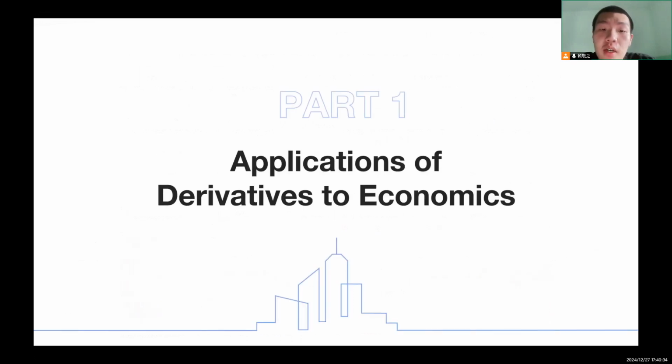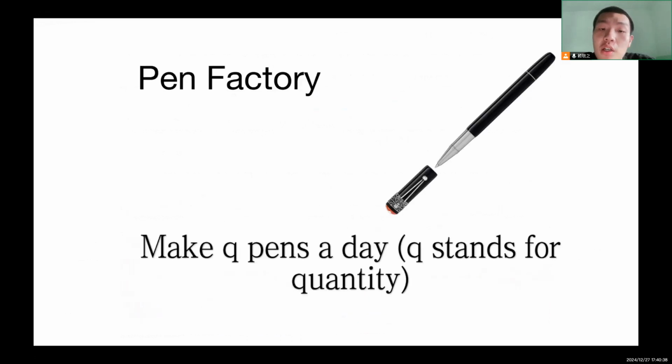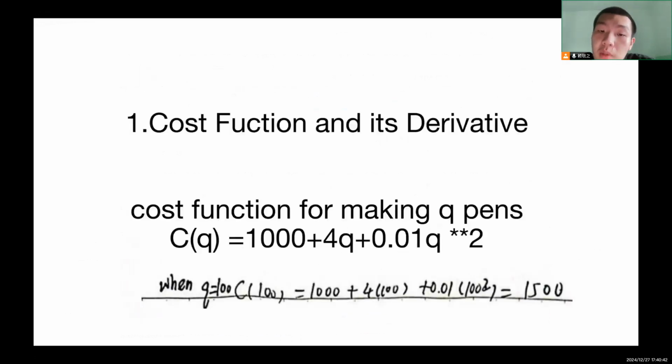Follow me. First, I will introduce the application of derivatives to economics. Assume that you open a pen factory and you make Q pens a day. So there must be a cost for making Q pens, and the function to show how much you cost to make pens is the cost function. And assume that the cost function is C(Q) equals 1000 plus 4Q plus 0.01 times Q power 2.